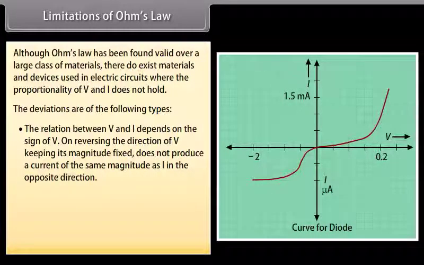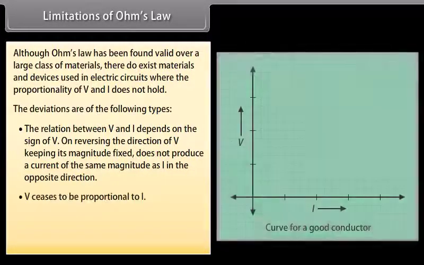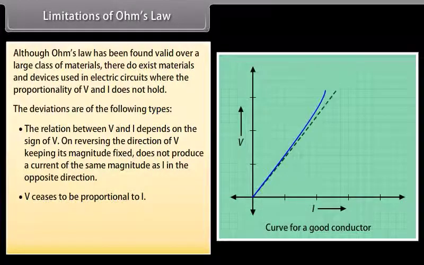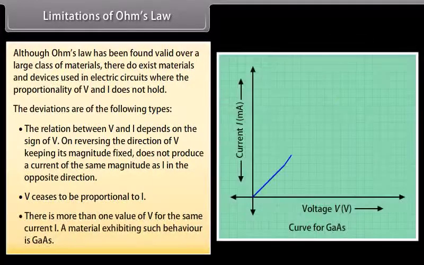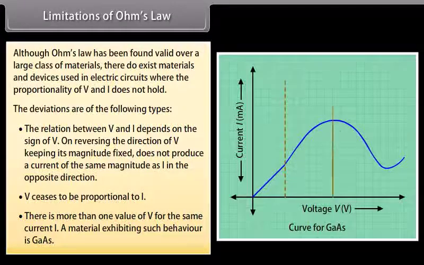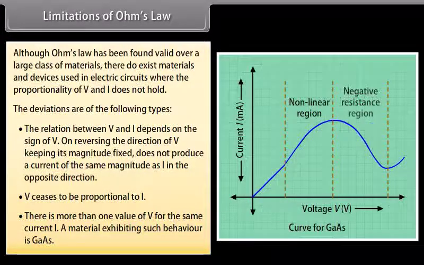On reversing the direction of V, keeping its magnitude fixed, does not produce a current of the same magnitude as I in the opposite direction. V ceases to be proportional to I. There is more than one value of V for the same current I. A material exhibiting such behavior is gallium arsenide.